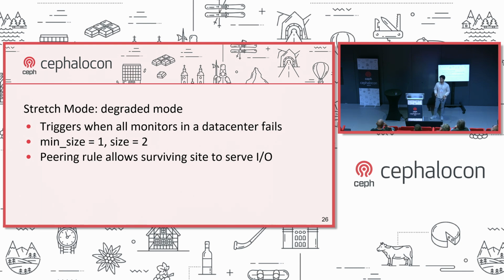But the most important thing is that in degraded mode, this is a special case. So you have stretch mode, and the subset is degraded mode. The peering rule gets changed again, allowing the surviving site to serve I/O while having only OSDs from one data center. Before I was saying that you need at least 2 data centers in the acting set, but degraded mode is a special case for stretch mode.